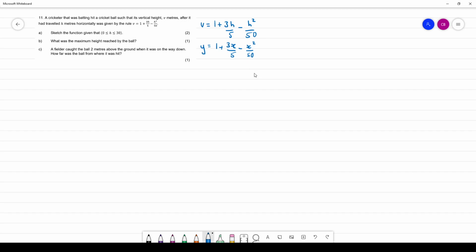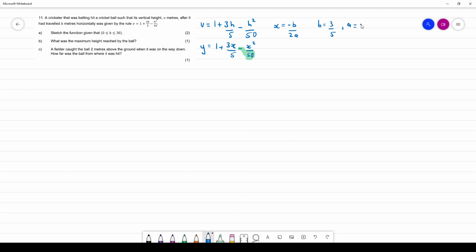Now, what do we have to do? We've got to sketch this from 0 to 30. So we can work that out, can't we? I hope so. We need to work out the turning point. So the turning point, that is when x equals negative b over 2a. So what's our b value and what's our a value? Our b value is going to be 3/5, and our a value isn't going to be 1. A is the coefficient of our squared value. So our a value is going to be this negative sign and this over 50.